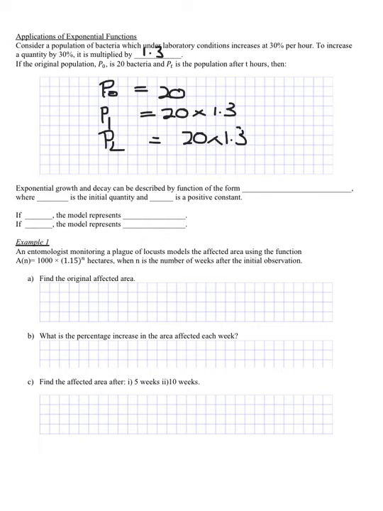In other words, we could go 20 times 1.3 squared. P3 would be equal to 20 times 1.3 raised to the power of 3. So in general then, we could say that Pn would be equal to 20 times 1.3 to the power of n. And there you have an exponential function. So we can often describe exponential growth and decay by something of this form, where you've got something multiplied by another base number raised to a power.